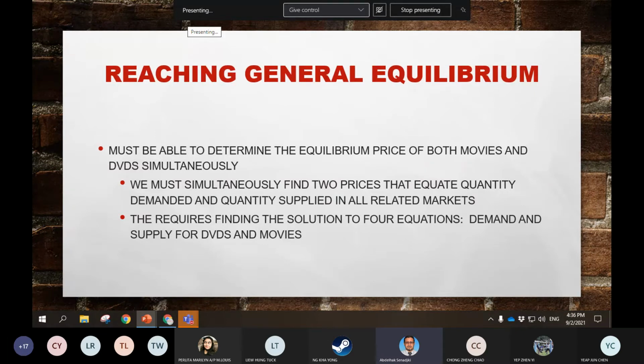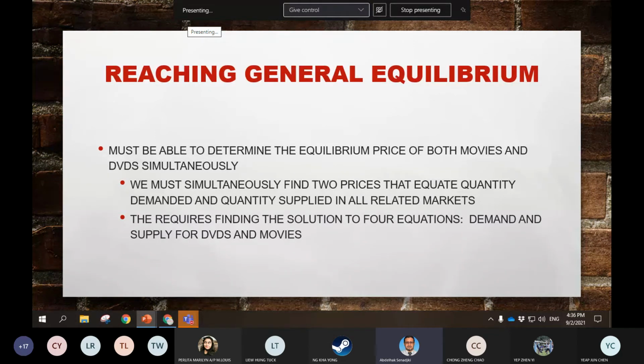So you should know that even if we were only interested in the market of movies, actually it would be important to account for the DVD market when determining the impact of a movie tax. Because why? As we say, if we do not also consider the DVD market, the impact of this $1 tax will be underestimated. It will give you less impact, but actually we have more impact.